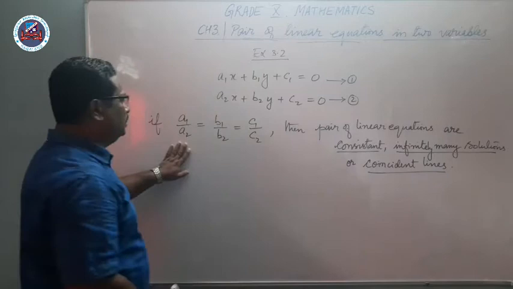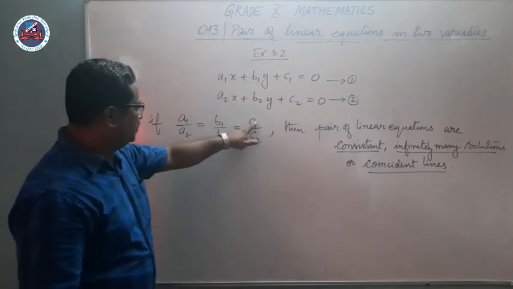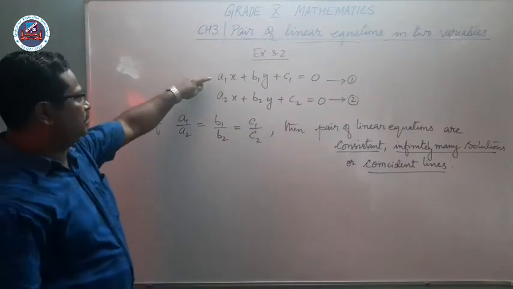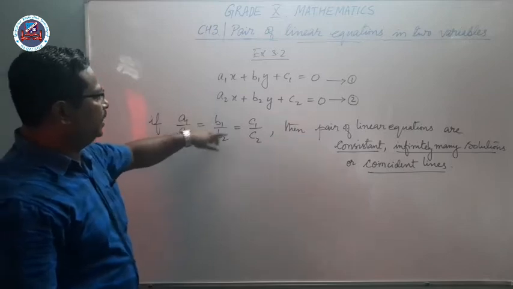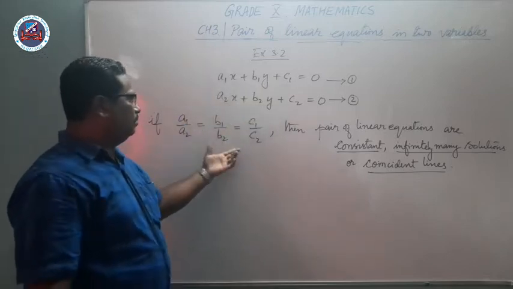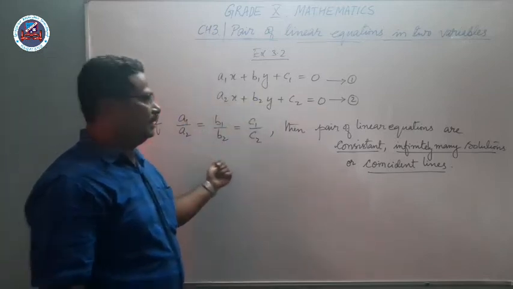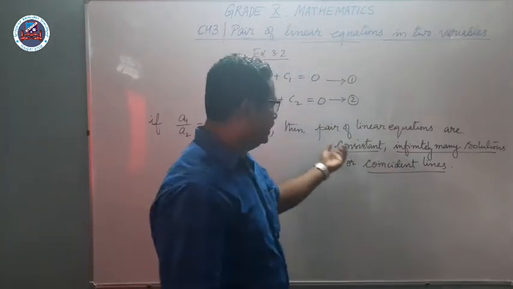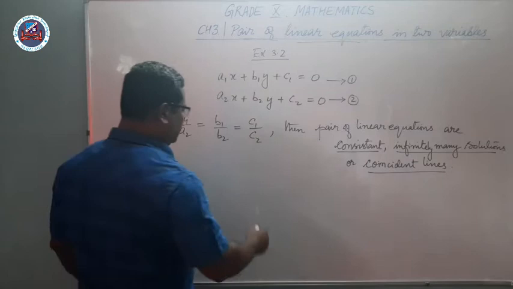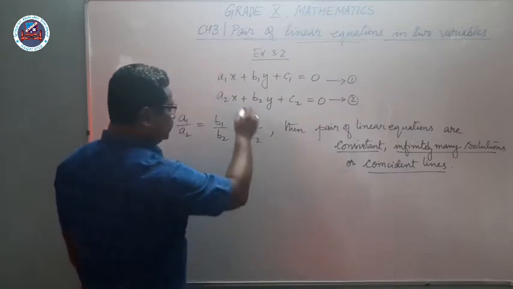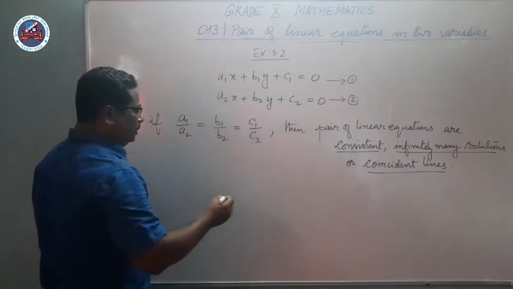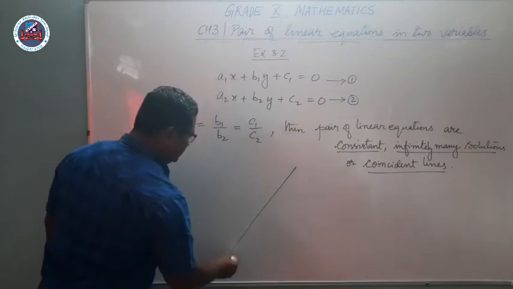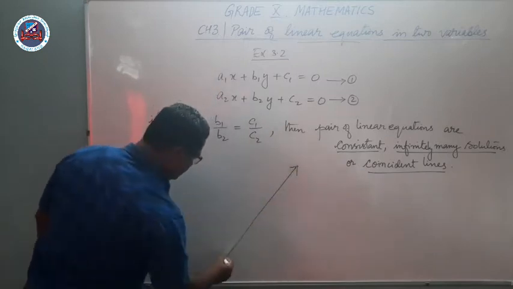Then this will be your condition. The ratios of the coefficient of x, the coefficient of y, and the constant term must all be equal. In that case, you have infinitely many solutions or coincident lines, or they are consistent. That means they have an answer. If you solve it, you will get the answers for x and y. In such a case, the graph will look like this.